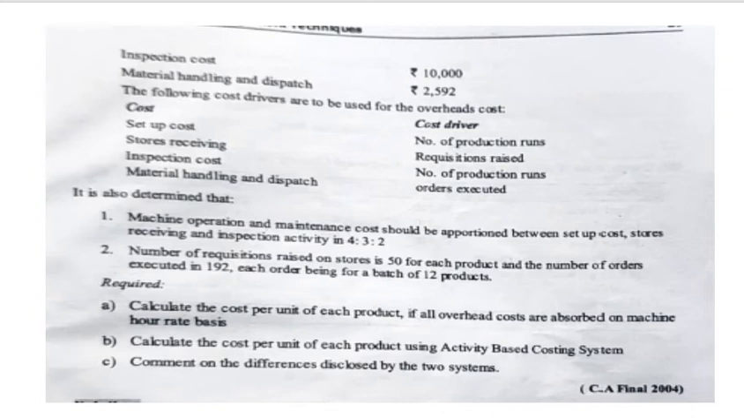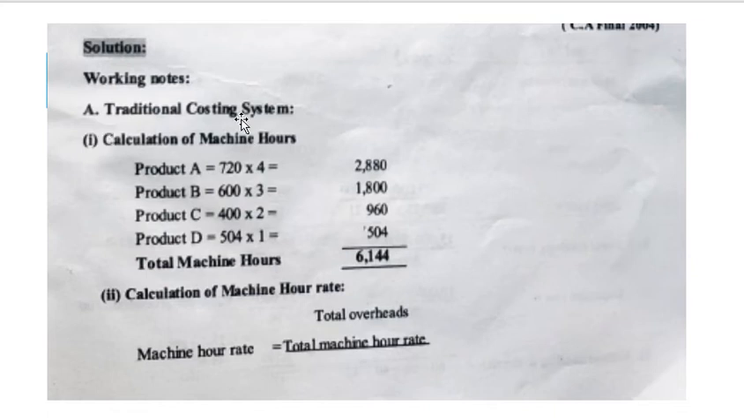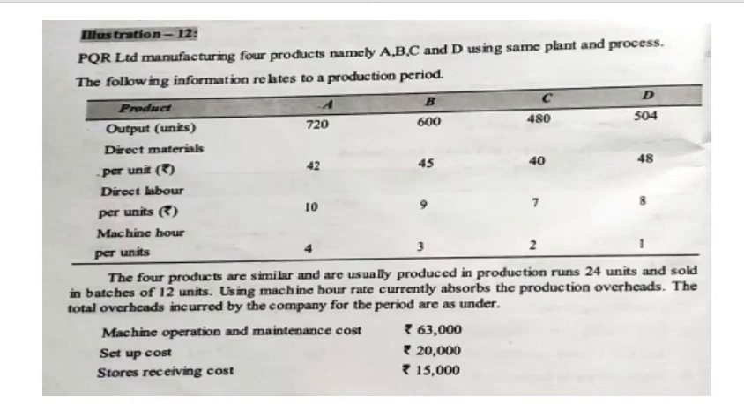Working note: traditional costing system. The first calculation is the machine hour rate. Before calculating the machine hour rate, we need to know how many machine hours there are. For product A, units are given, and they've given us machine hours per unit. So for one unit, the number of hours is given, and to produce 720 units we need to calculate how many hours it takes. Only then will we get our total machine hours.